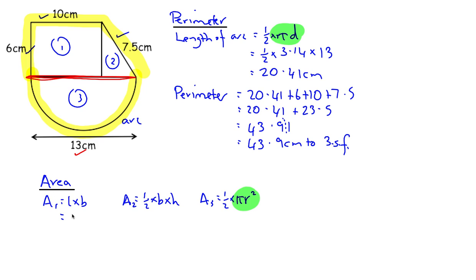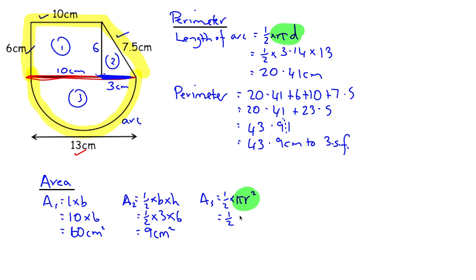So back to 1, I've got 10 times 6, which is 60 square centimetres. The triangle is a half multiplied by the base times the height. Well, the height is 6 because it's part of that rectangle. The base I don't know, but I do know that the bottom of that rectangle is 10 centimetres. And I know that the whole width of the shape is 13, which means that this must be 3 centimetres. So the base is 3 and the height is 6. 3 sixes are 18, and the half of 18 is 9 square centimetres.